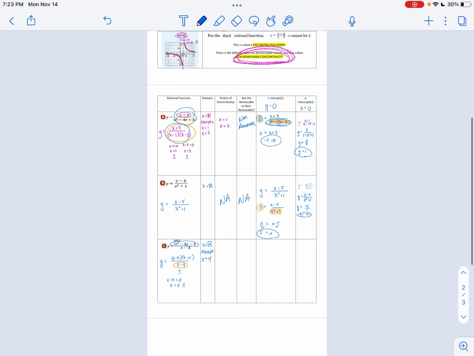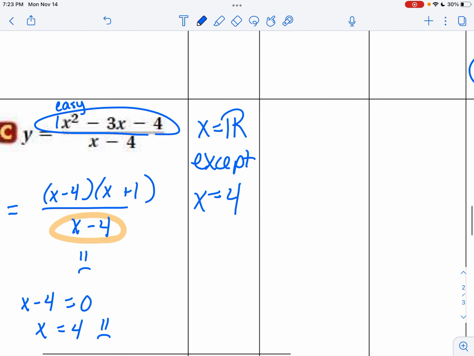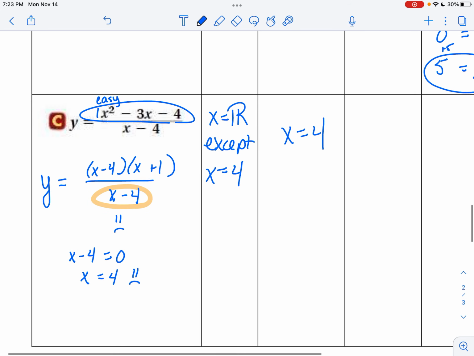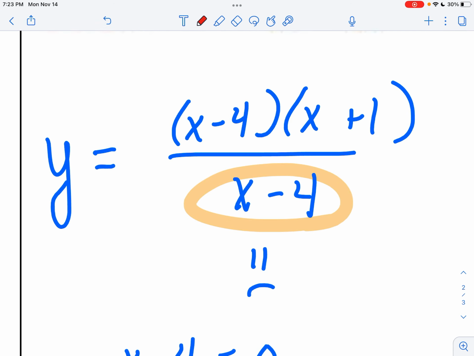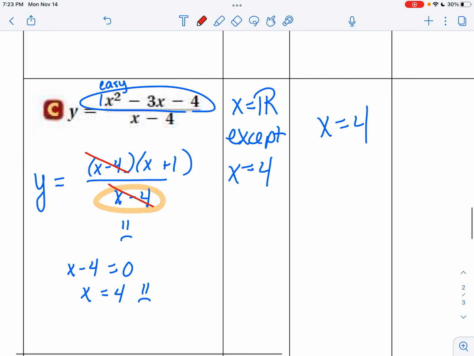Okay, and then we need to do the points of discontinuity. I'm going to go with 4. Good. What do you think about this whole removable and non-removable thing? Well, since those binomials match, they would cancel. Is that considered part of an expression or something?